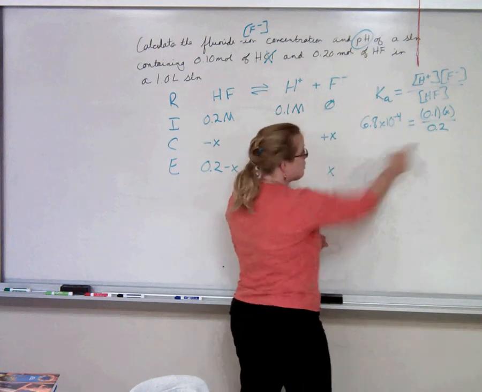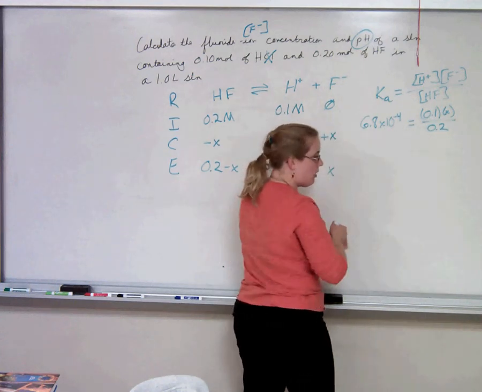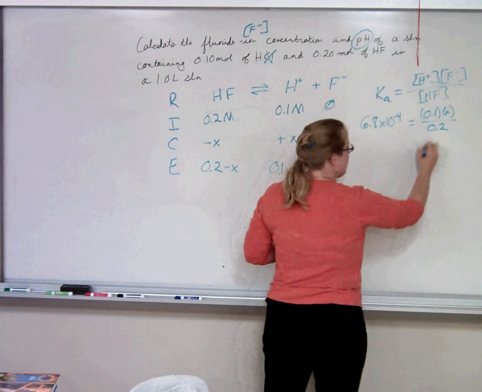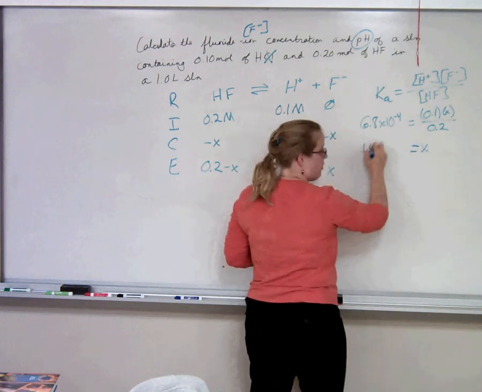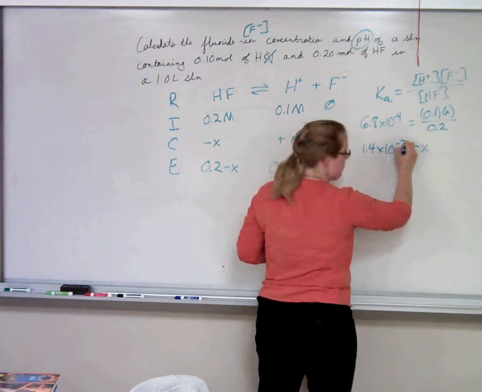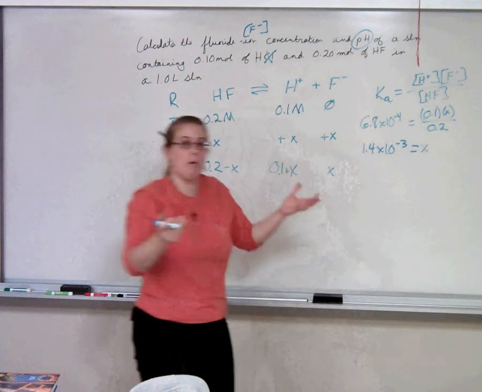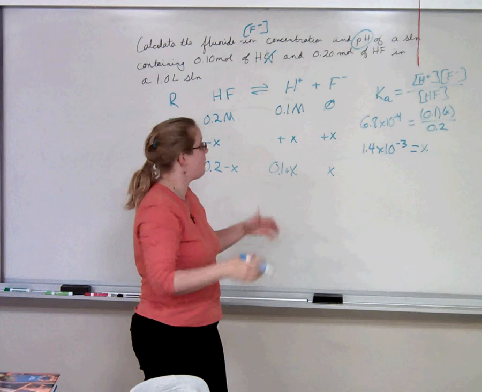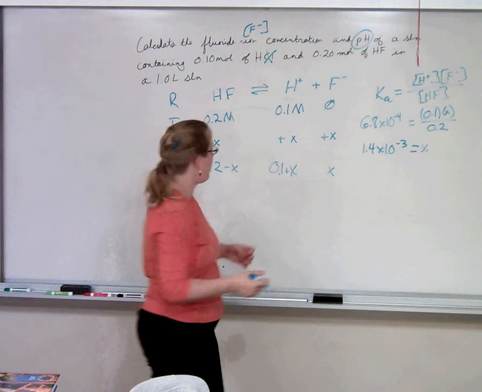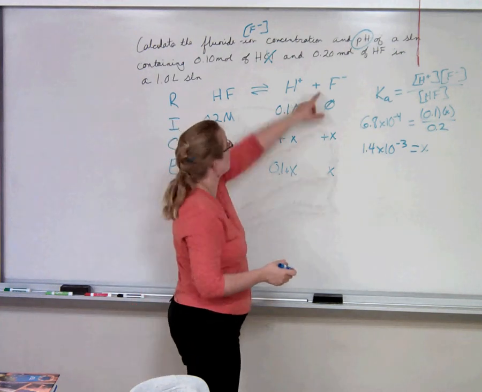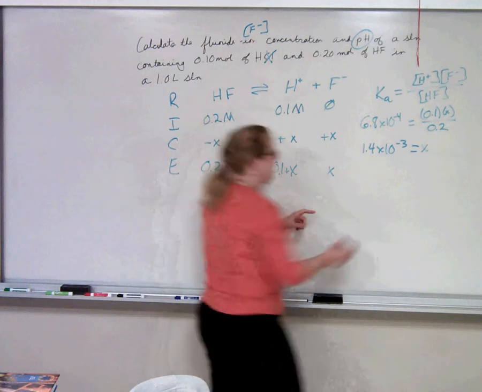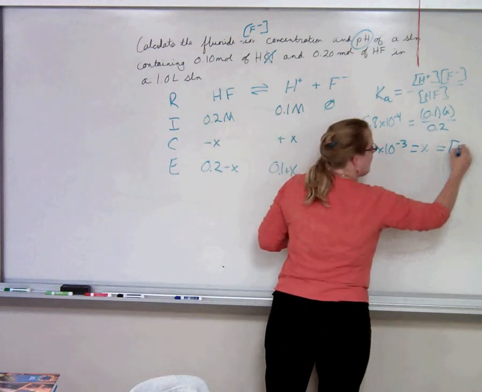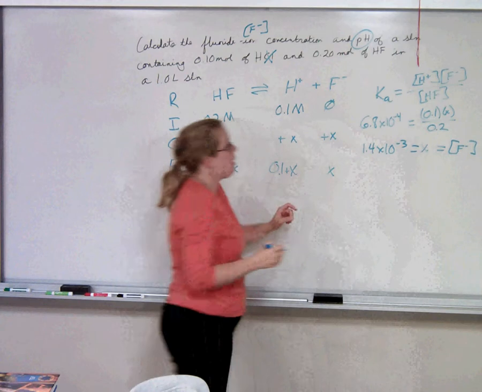All right, so now we have to solve this. So we multiply by 0.2, we divide by 0.1, and x equals 1.4 times 10 to the negative 3. Okay, again, what is x? Don't jump right into the whole x is our hydrogen ion concentration, because that's not true. x is our fluoride ion concentration. Well, that's great, because that's one of the answers that we wanted.